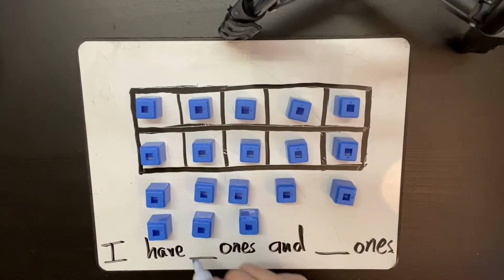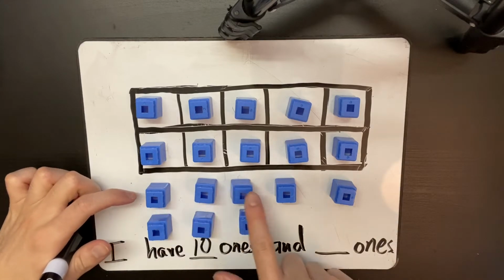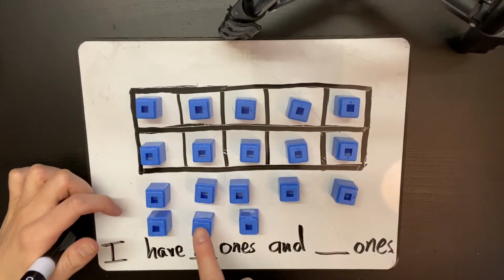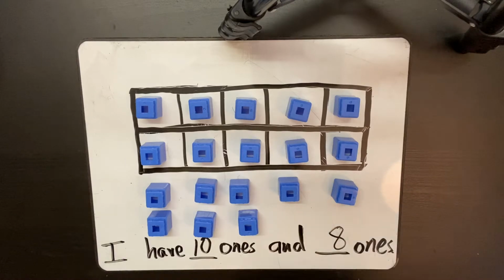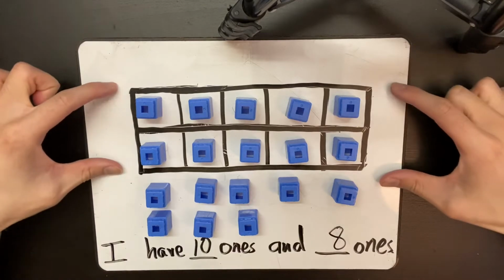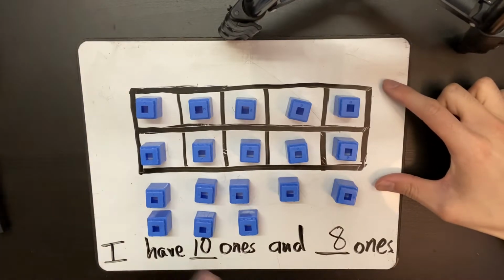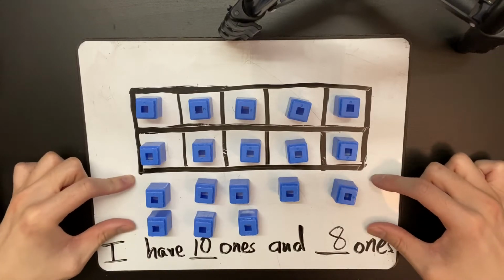So this part is I have 10 ones, and how many ones are down here? Let's count and figure it out. 1, 2, 3, 4, 5, 6, 7, 8. Oh yeah, 8 ones. So you can say I have 10 ones, and here's that first group of 10 ones, and 8 ones, and this is the group of 8 ones.